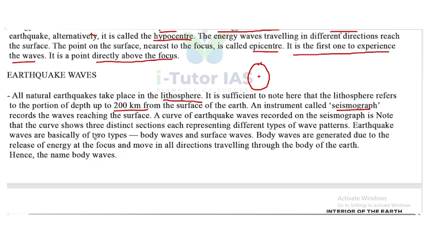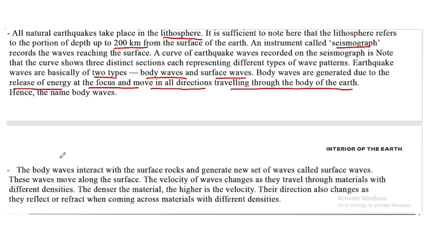Earthquake waves are basically of two types: body waves and surface waves. Body waves are generated due to the release of energy at the focus and move in all directions, traveling through the body of the earth. Hence the name body waves.